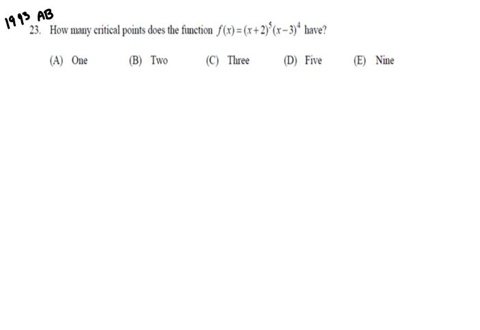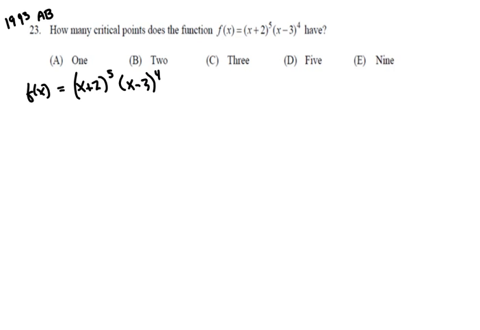In the problem 1993 AB23, the question asks how many critical points does the function f of x equals (x plus 2) to the fifth times (x minus 3) to the fourth have. Alright, so here we have the original function, and we're asked about critical points. We're definitely going to need to find the first derivative here.